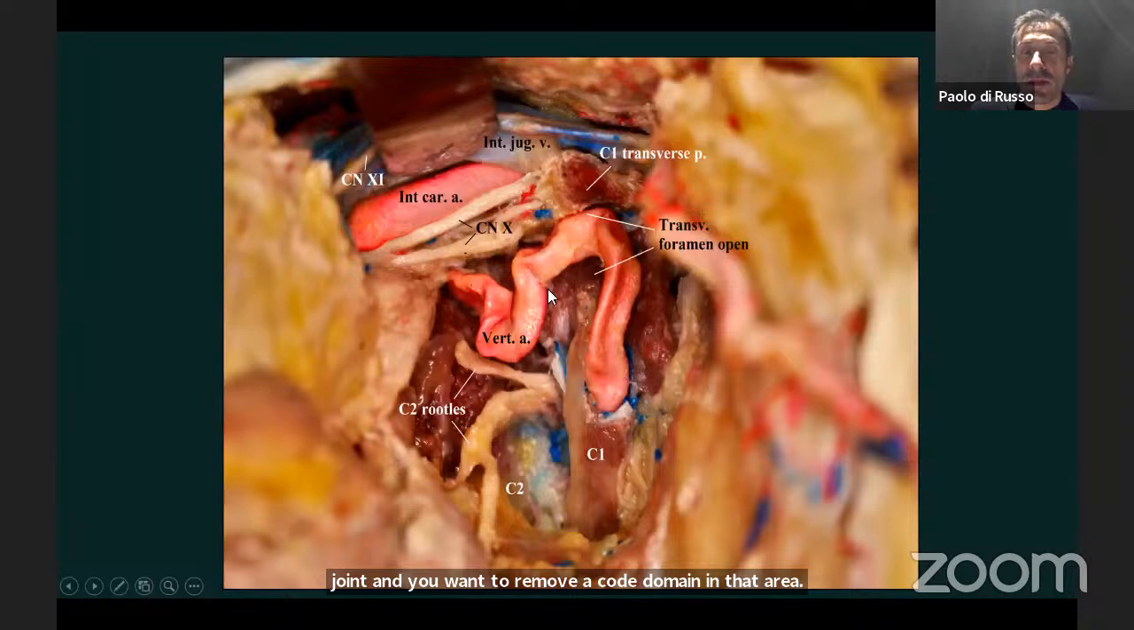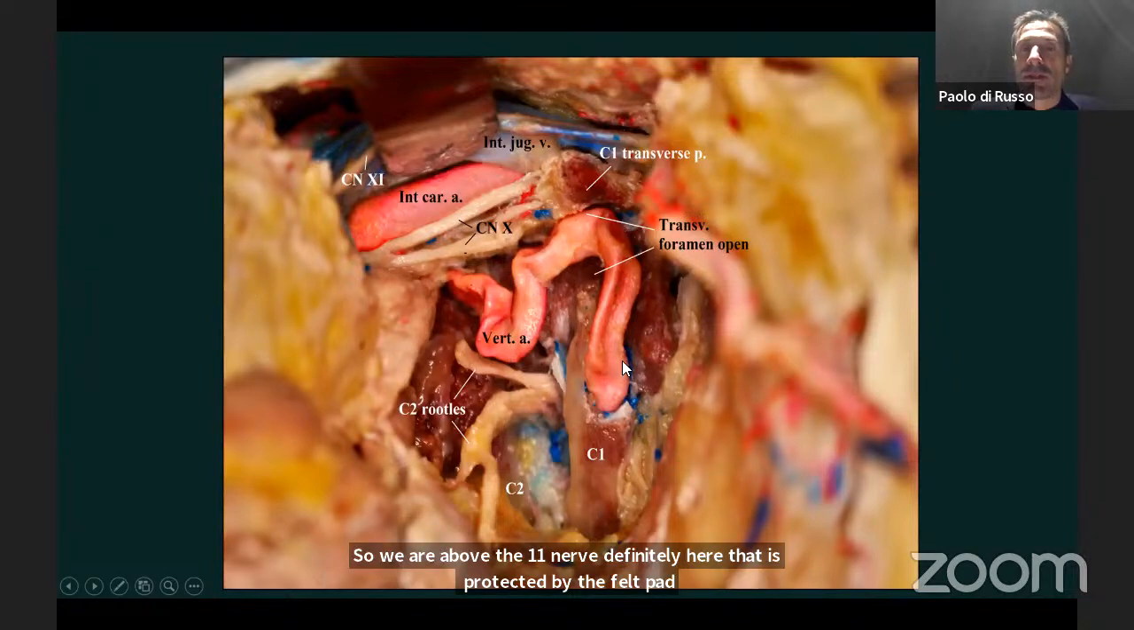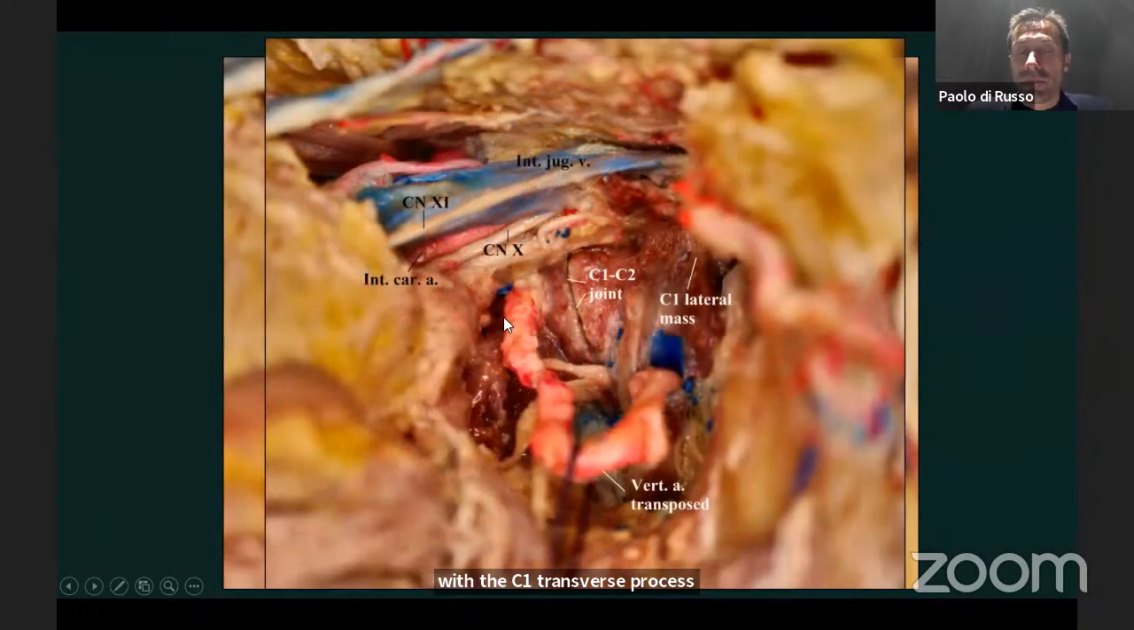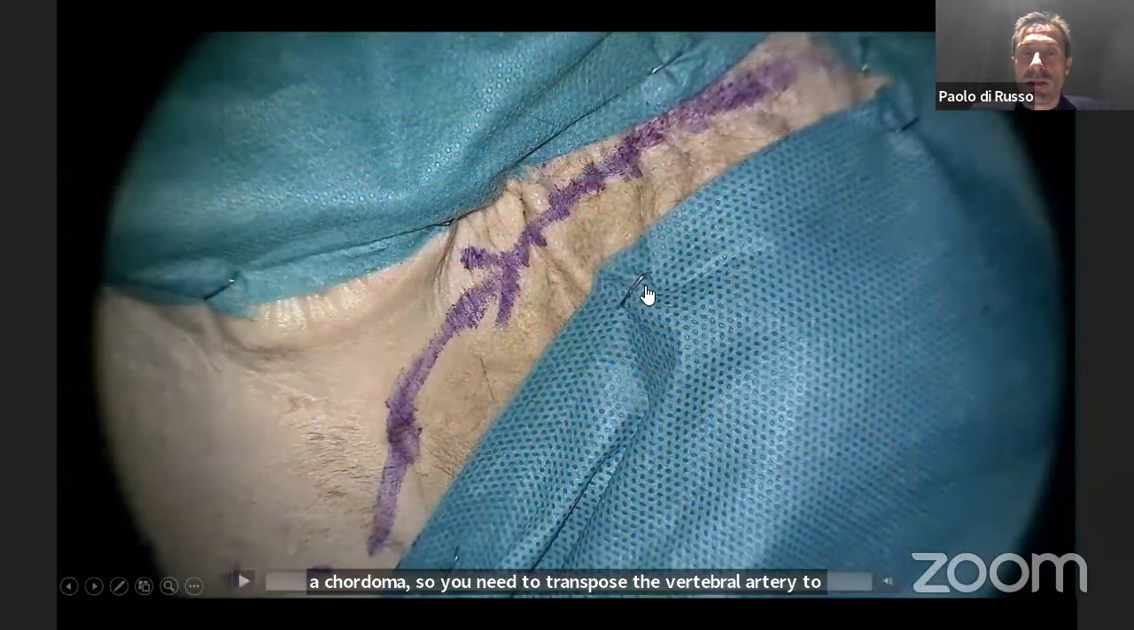These were the images that we had before, the vertebral artery with the C1 transverse process opened, and now after a good dissection you can transpose the vertebral artery and you see the C1-C2 joint that sometimes can be affected and involved by a chordoma, so you need to transpose the vertebral artery to remove the pathology in this area.